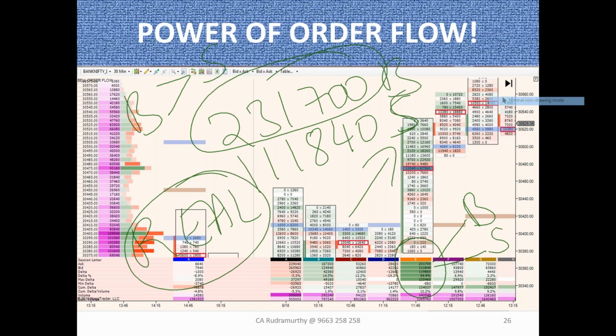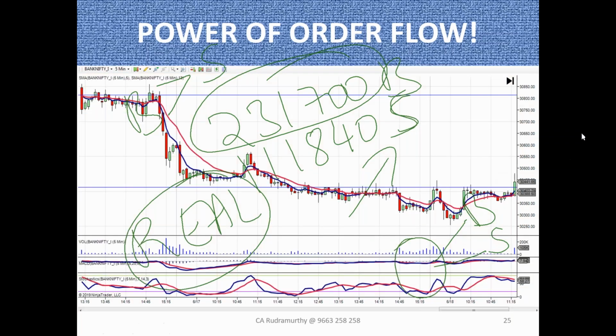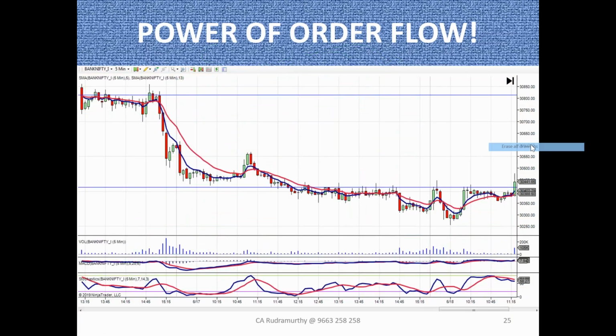Now what happens next? Just see this chart. You are unable to tell whether this is a real breakout or not at this point. See this normal candlestick, you are unable to tell. Now you saw the order flow chart.